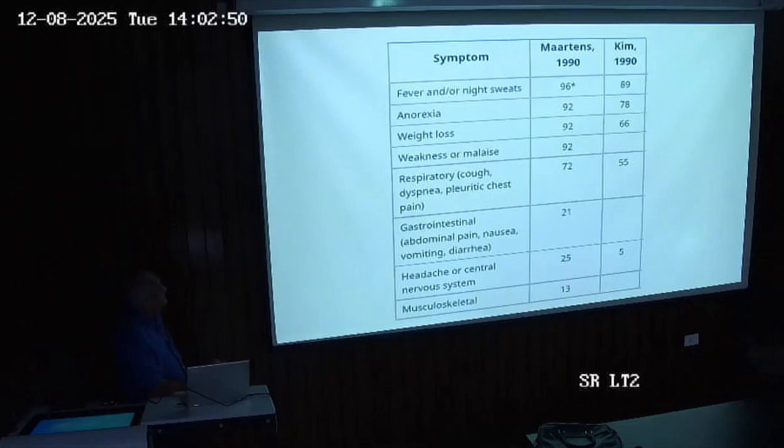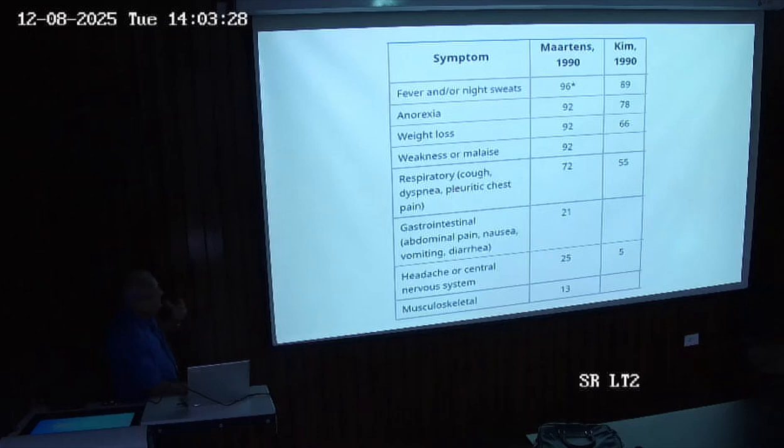Now, there is a symptom complex, and this was described in 2 series by Martin and Kim. Fever, you can note down, is the most important symptom, with or without night sweats. Anorexia is the next common complaint, then weight loss, weakness or malaise, and then symptoms pertaining to the respiratory system, which are cough, dyspnea, pleuritic chest pain, etc.